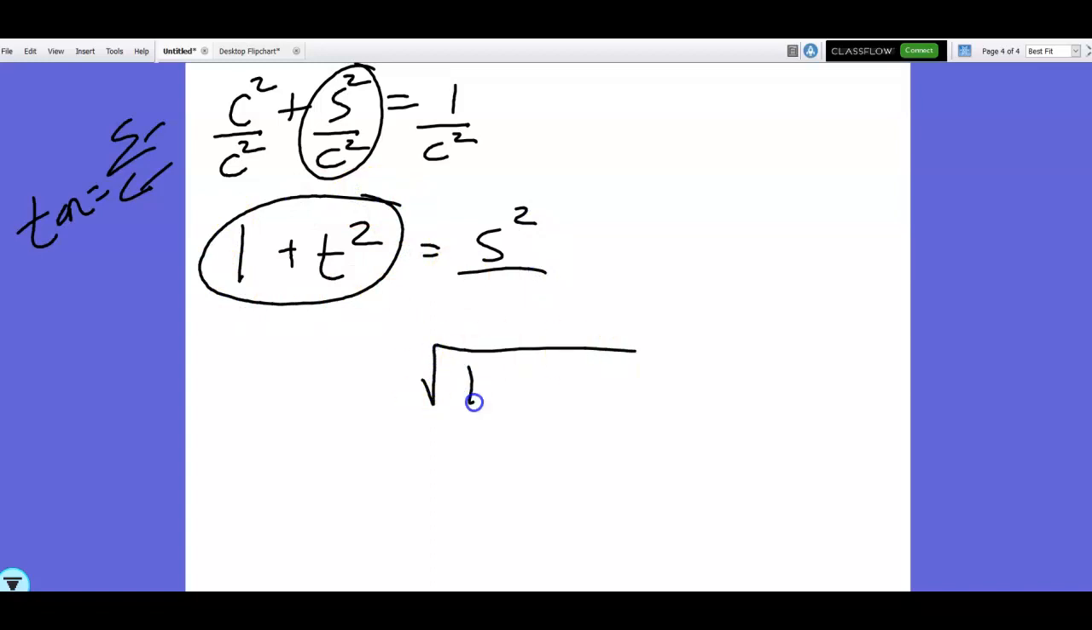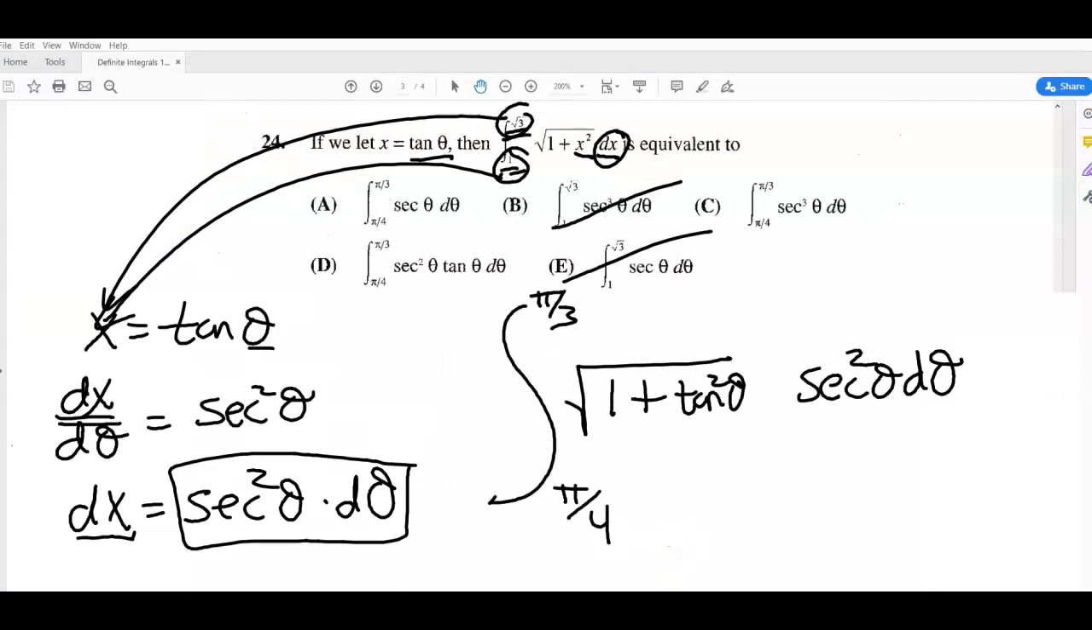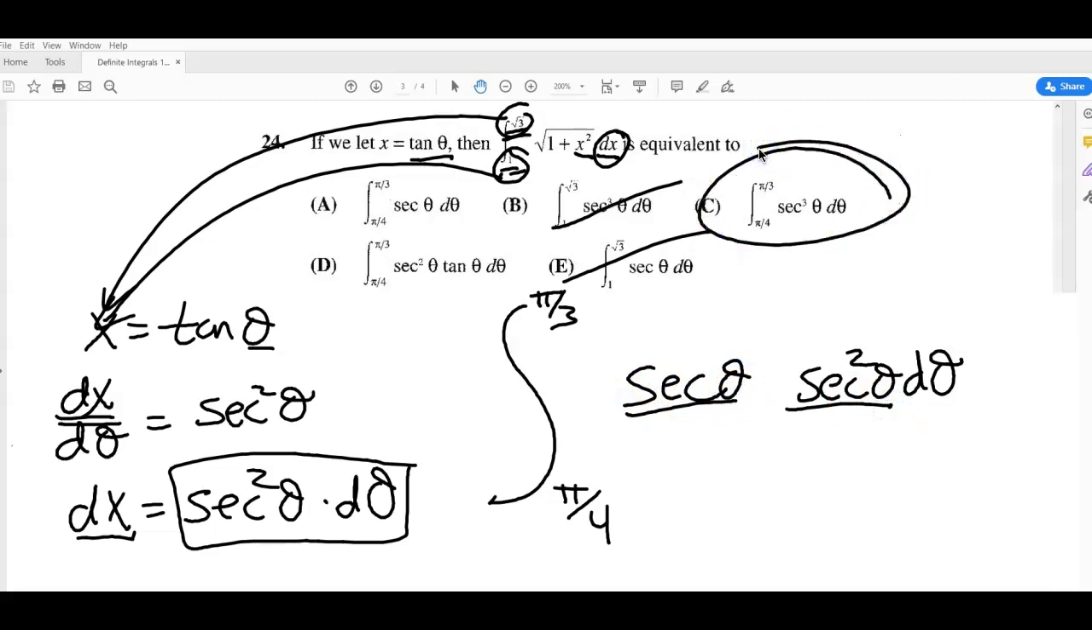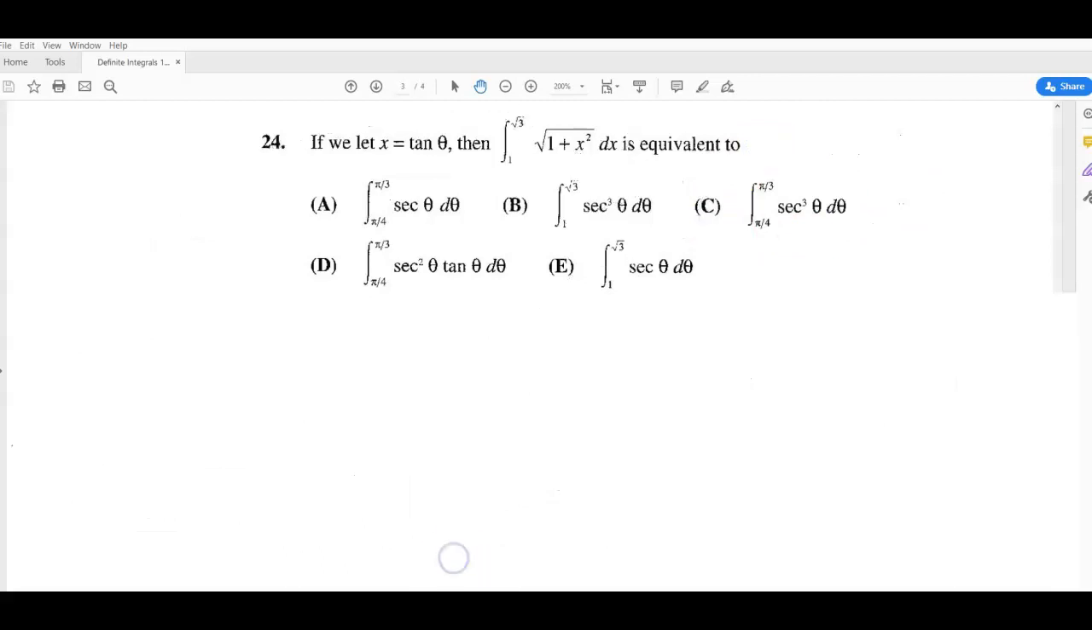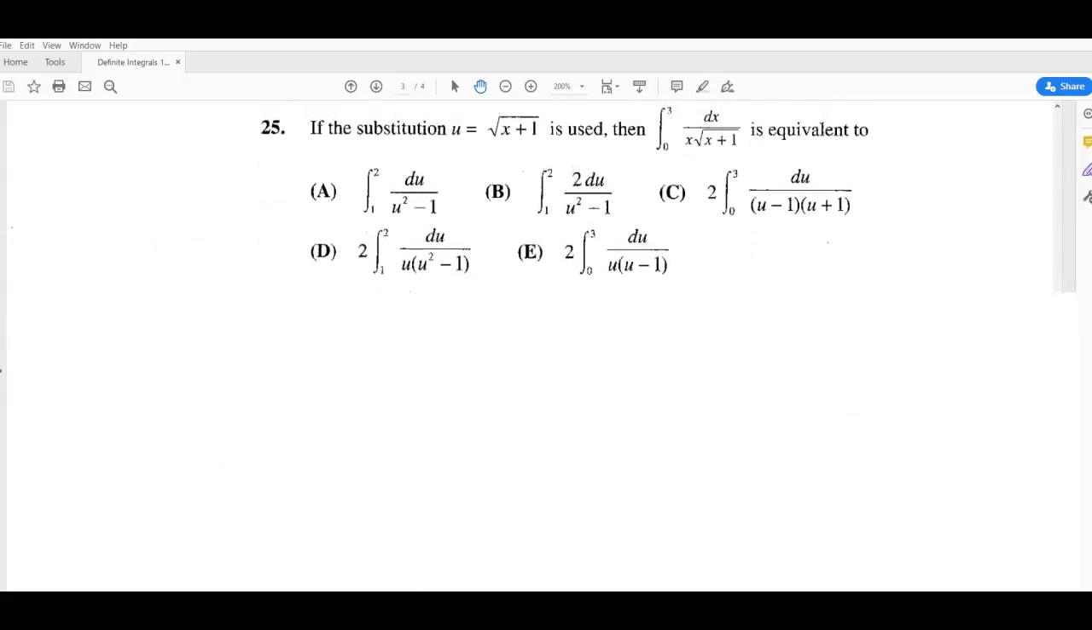So in our problem, we're looking at this, right? But now we know that 1 plus tangent squared is equal to secant squared. And a square root cancels out a square, so it's just secant. Okay? So this whole thing here just can be replaced with a secant. And secant times secant squared is secant cubed. And so we have our answer right there at C. All right, moving along, moving along. 25. Ooh, boy, another one. All right.